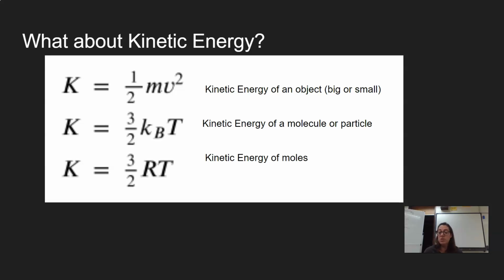But sometimes we might have it in terms of moles. Remember that Boltzmann's constant times Avogadro's number gives us this R, this ideal gas law constant. And so we have it in terms of kinetic energy of a mole, of moles of sample, which is 3/2 RT. I usually use the Boltzmann's constant. I find we tend to talk in physics more about particles than about moles, but it is useful to know both.